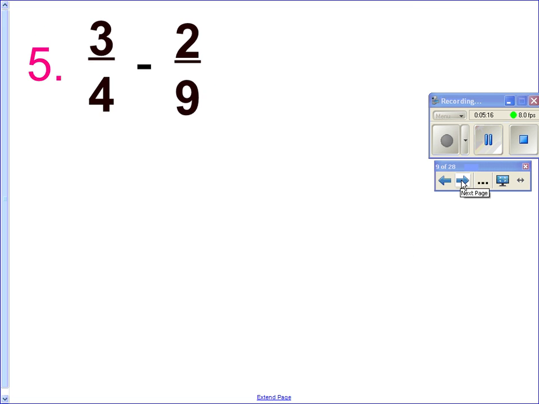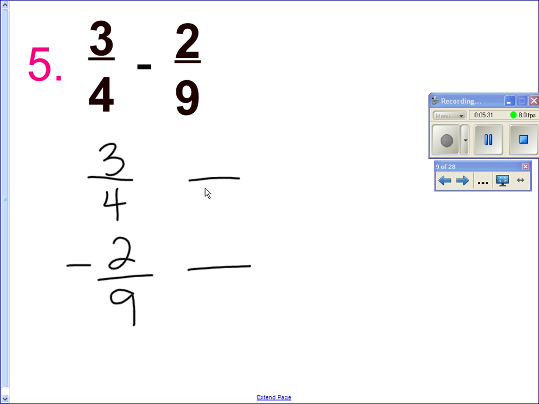Okay. We're going to do another one. It's a subtraction problem. 3/4 minus 2/9. What's a common denominator between 4 and 9? Well, the least common multiple between 4 and 9 is going to be 36. To get from 4 to 36, we multiplied by 9 and do that to the top also. 9 times 3 is 27. From 9 to 36, we multiplied by 4.